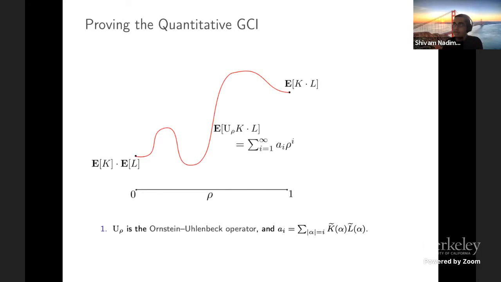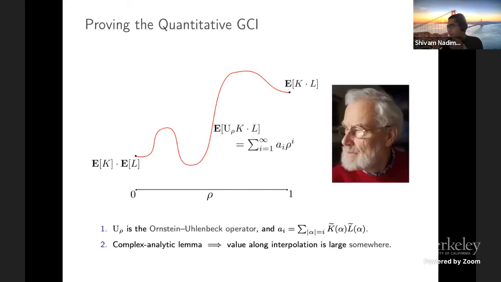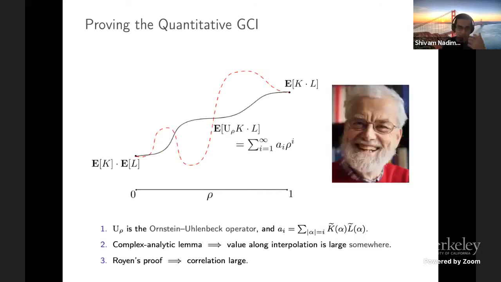And our main technical lemma is this complex analytic tool, which essentially tells you that the value of this power series at some point along this interpolation is large. But this isn't enough to conclude that the correlation is large, because the value of the curve at the right endpoint might be much lower than the supremum of this curve. So let's actually ask Royen what he thinks of the situation. Here's Royen. He's looking at this curve I put up, and he's clearly not very happy, because what he actually shows is that this interpolation has to be monotone. Or in other words, the curve is going to look something like this. And this monotonicity lets us conclude that the correlation is going to be large.